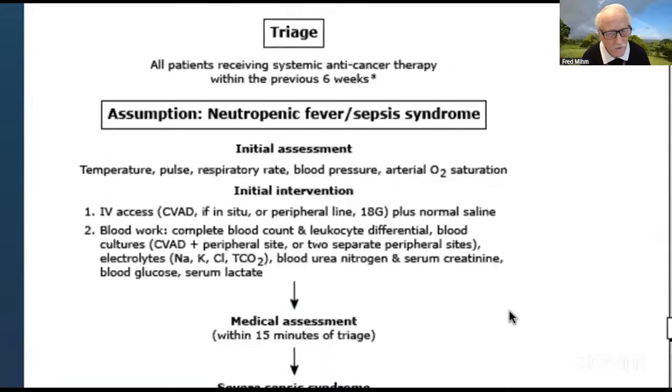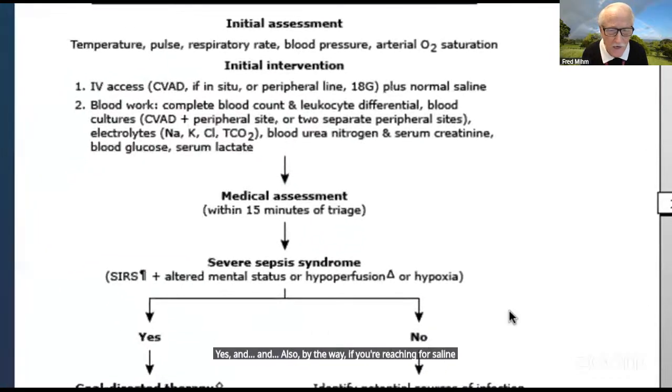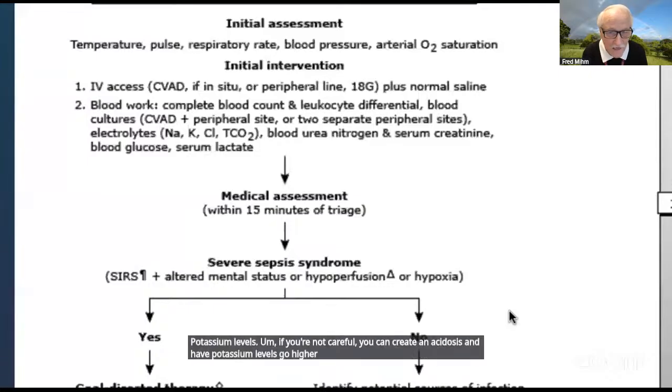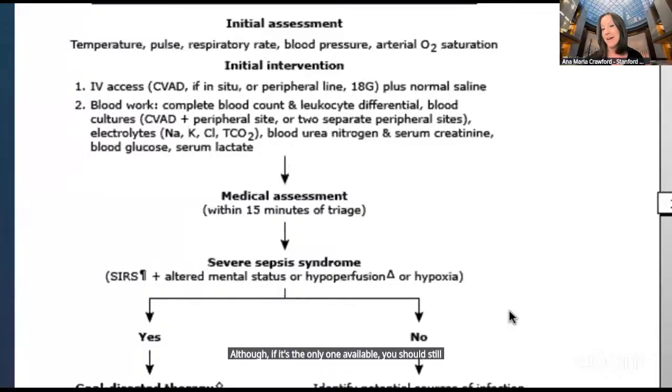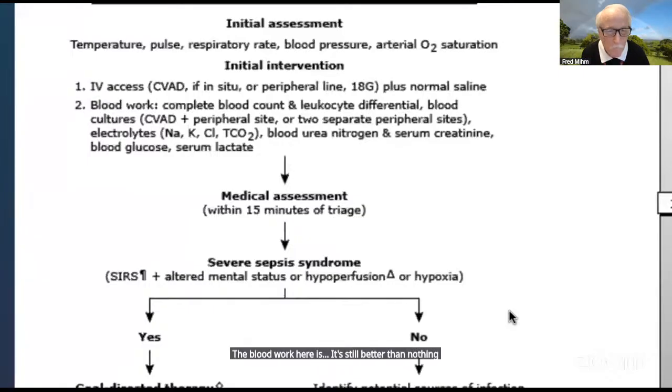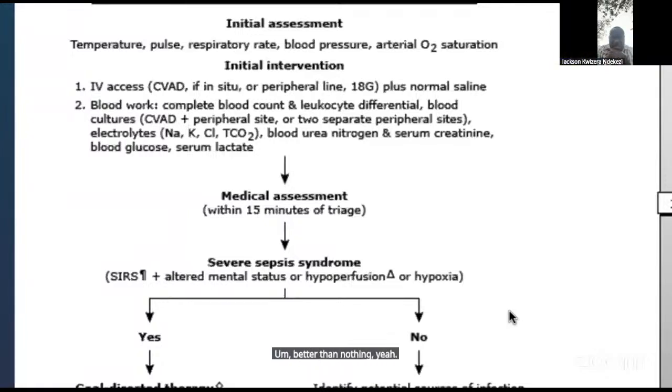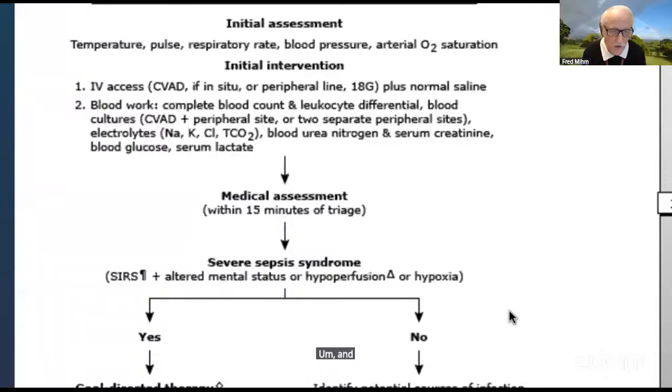Yes, and also, by the way, if you're reaching for saline because you're worried about the potassium levels, if you're not careful, you can create an acidosis and have potassium levels go higher, even though the saline has no potassium in it. So saline is not considered as nice a resuscitation fluid as we used to think. Although if it's the only one available, you should still use it. It's still better than nothing. Yes, better than nothing.